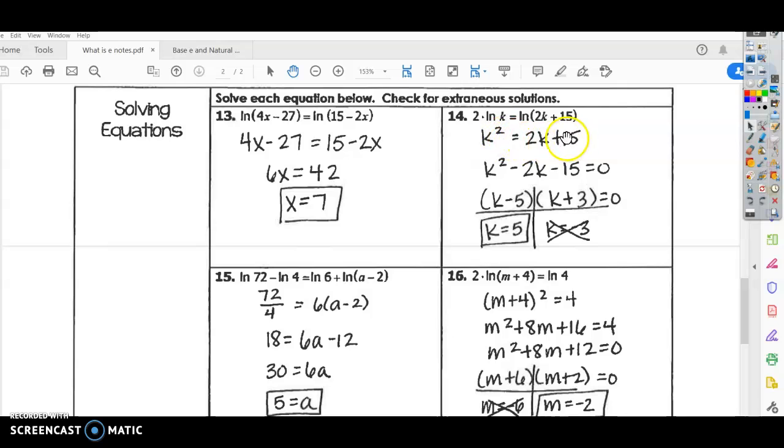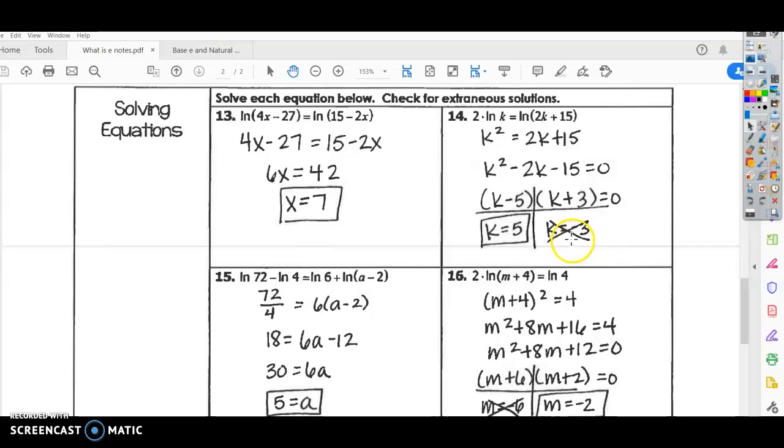So then we set this equal to 0. This is a quadratic. When you have a quadratic, you either factor, use the quadratic formula, or complete the square. This one can be factored. So k squared minus 2k minus 15. 15 is 5 and 3. We need a negative 2, so the bigger number is negative. And then we set each factor equal to 0 and solve. Okay?